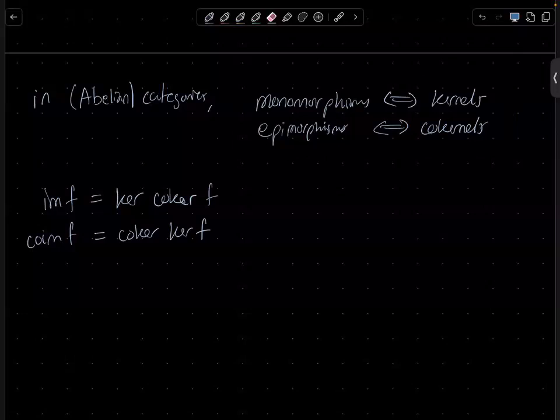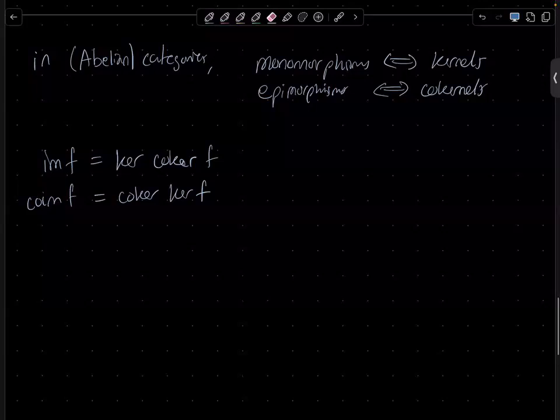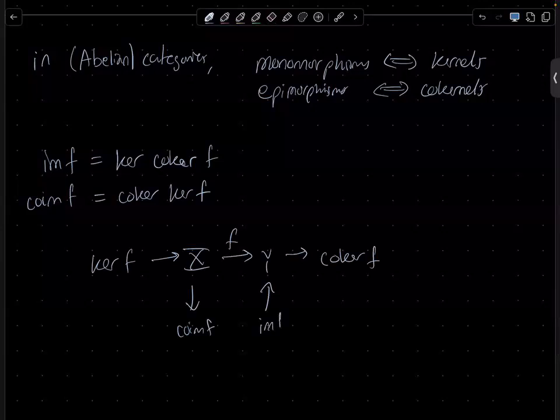Yeah, so image and co-image. There's this diagram that you can draw involving the co-image and the image. You start with kernel F, which includes into X. This is F from X to Y. And then, of course, there's co-kernel of F. So under X, you project down to the co-image of F, and then in Y, you stick in the image of F.